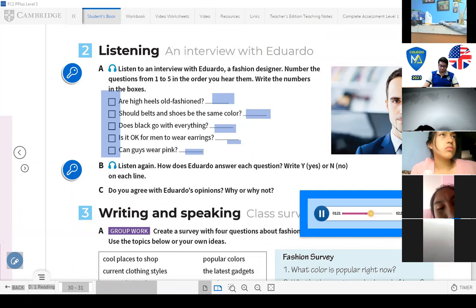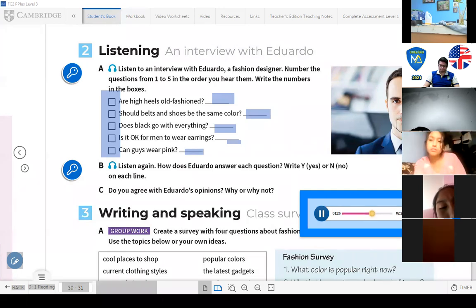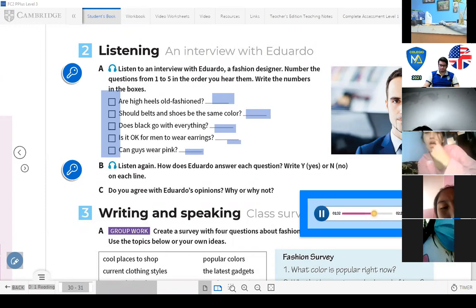Okay. Our next question is from Masayuki in Osaka. He wants to know, can guys wear pink? Many people think only girls can wear pink. That's crazy. Anyone can wear any color. And here's another question about color. It's from Rosario in San Jose, Costa Rica. Does black go with everything? Good question. Many people believe this. It goes well with dark colors and with white. But too much black is a bad thing. So the answer is no.